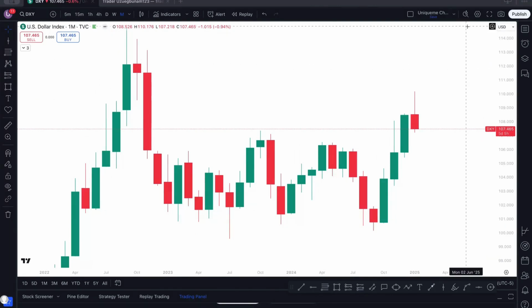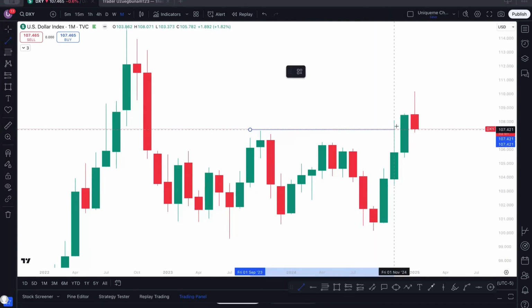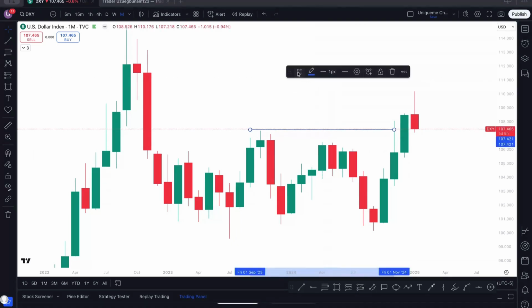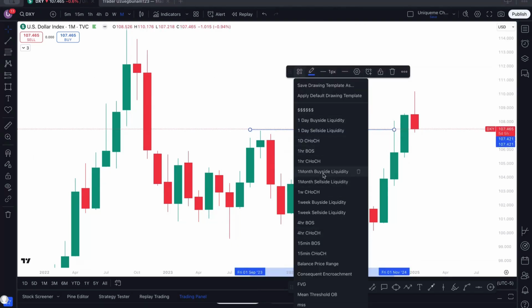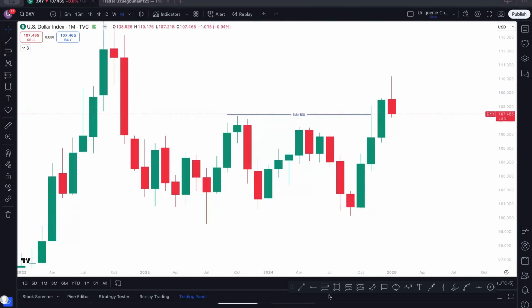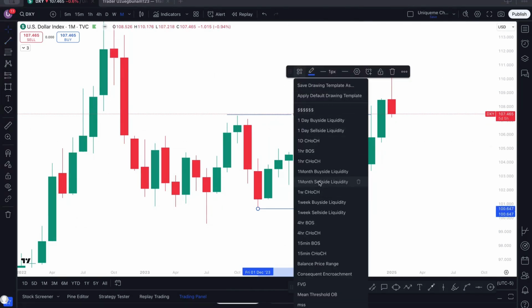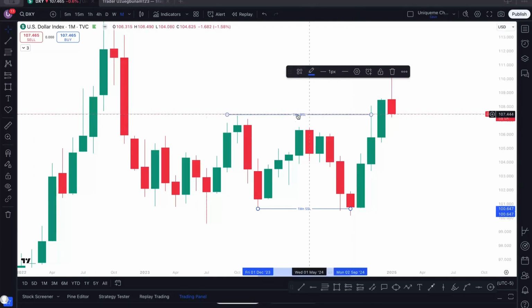So starting with DXY, I can see here that an external range liquidity was being taken from here, an external range liquidity was being taken from here, right? This is for 1 month, the buy side liquidity. And we can also see that a sell side liquidity was being taken out from here, which has signaled to us that market did a change of character above here.